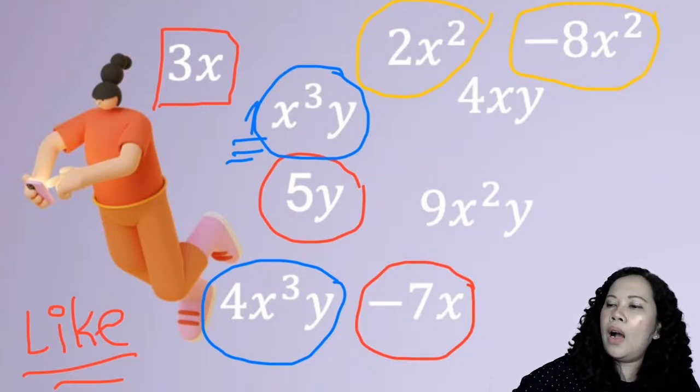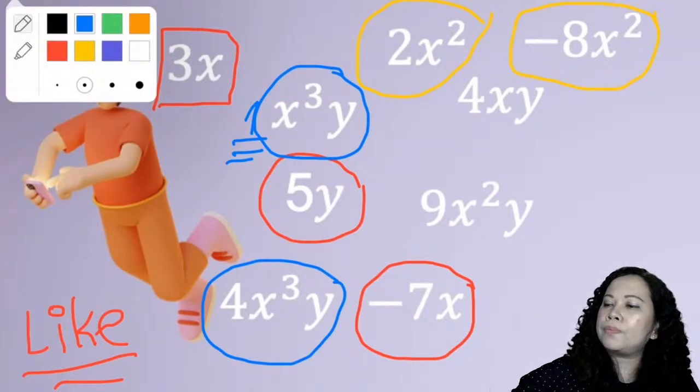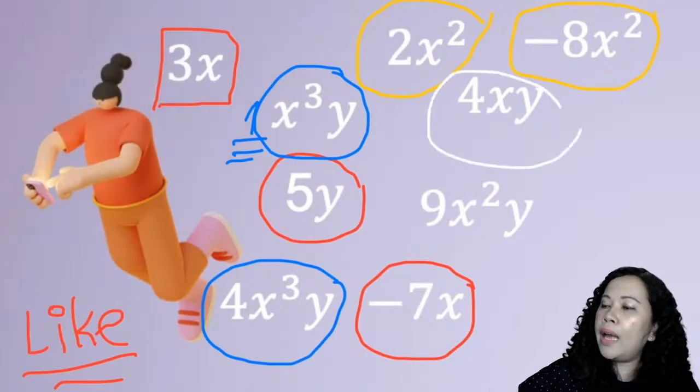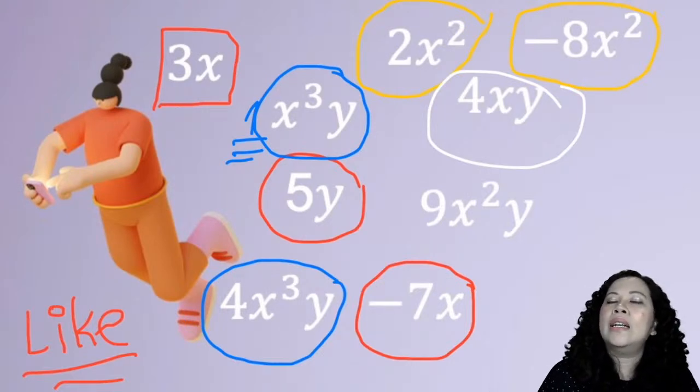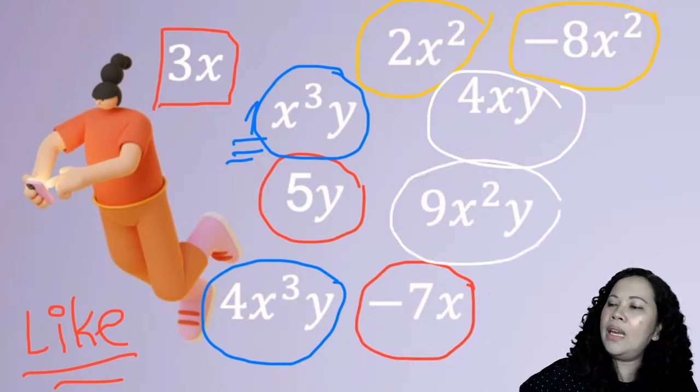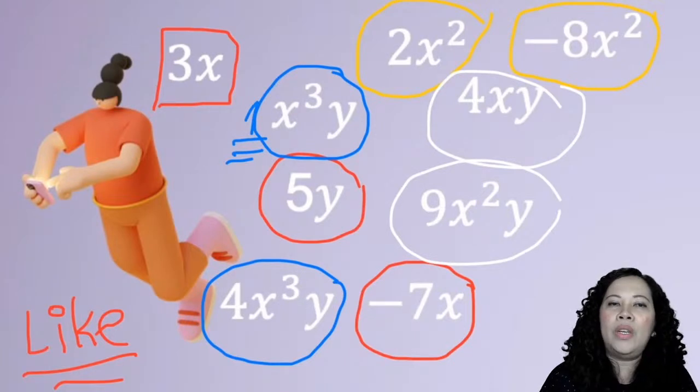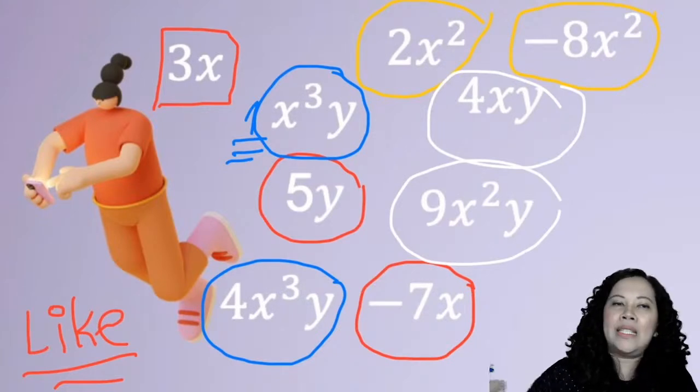Okay, now how about our 4xy? Is there anything that is the same with xy? So if you couldn't find anything that is the same with xy, that means that it doesn't have any like terms. The same thing with 9x squared y, nothing is the same with 9x squared y. Therefore, it is considered to be no like terms of the sets.